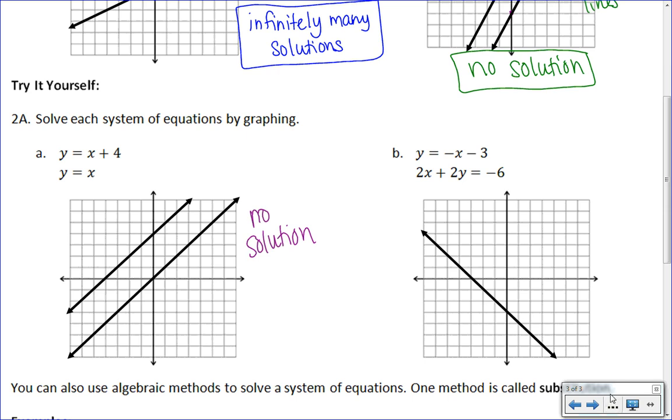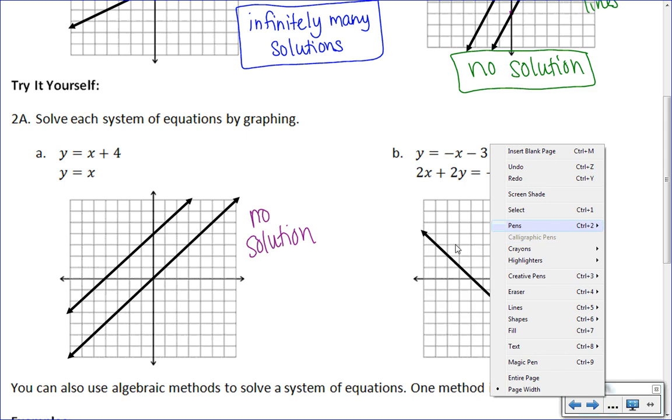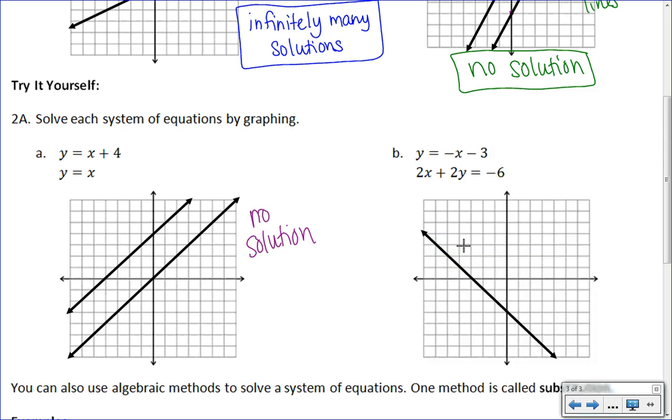And then hopefully for the second one, you tried to graph that using the intercepts and not by trying to put that into slope-intercept form. This one's, again, kind of difficult to do that with. But if you graph that by intercepts, you would have noticed that they have the same x and y intercepts. So these are the same line. That means that this is infinitely many solutions.